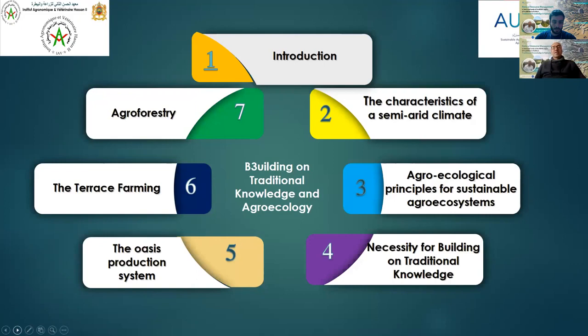The outline: I will start with the introduction. I will characterize the semi-arid climate. I will talk about ecological principles for sustainable agro-ecosystems. I will talk about the necessity for building on traditional knowledge in the whole region of the MENA. I will give some examples. The first one will be on the oasis production system. The second one will be on terrace farming. And I will talk about agroforestry and the need to make use of agroecology as a way for sustainable development.